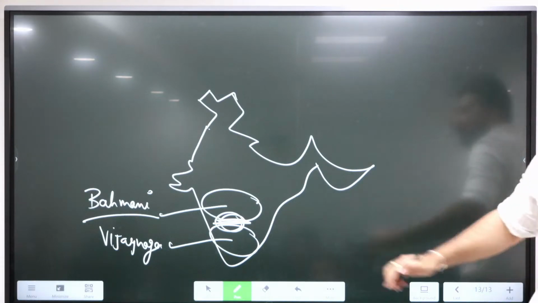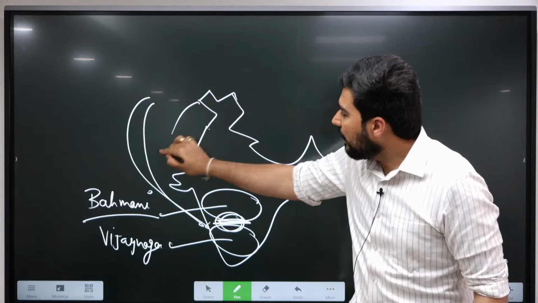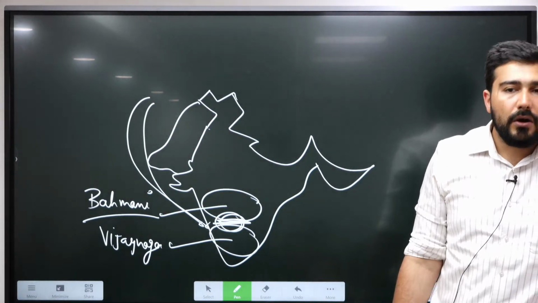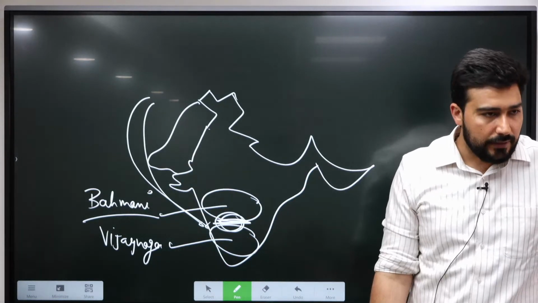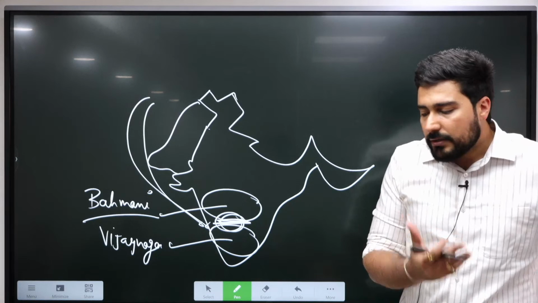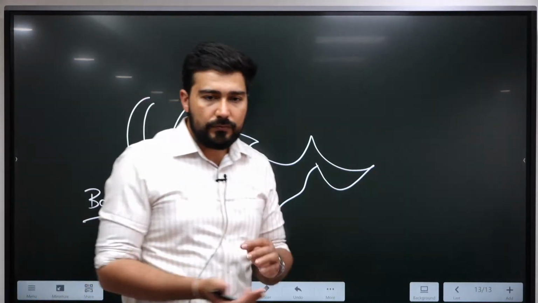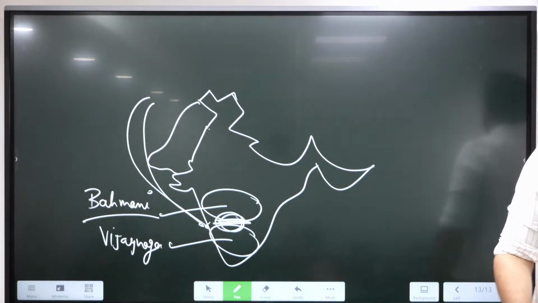They kept on fighting for the delivery of the good quality horses. As you can see, Arab is the area from where we get the good quality horses. So they tried to extend their control to this area. Okay, there is always a controversy. Like Vijayanagar, it was a Hindu empire, and when you see the Bahmani, it was Islam based.